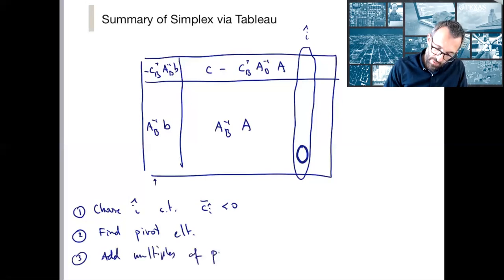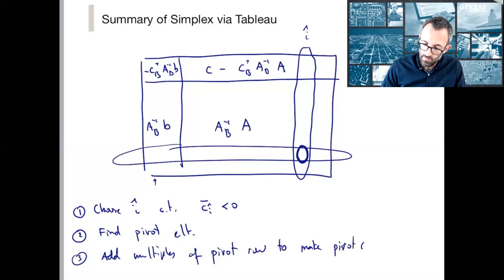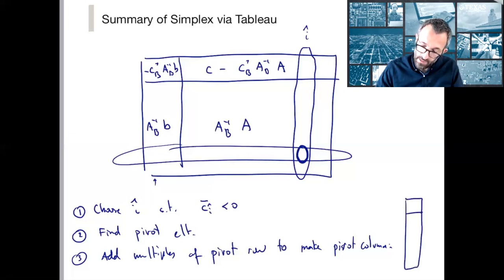of the pivot row. This is now my pivot row, to make the pivot column look like what? It needs to have up top a 0, because that's the new reduced cost, and it has to have zeros everywhere else except for a 1 in that spot. This vector becomes an element of the identity matrix. So this is a summary of the simplex method.